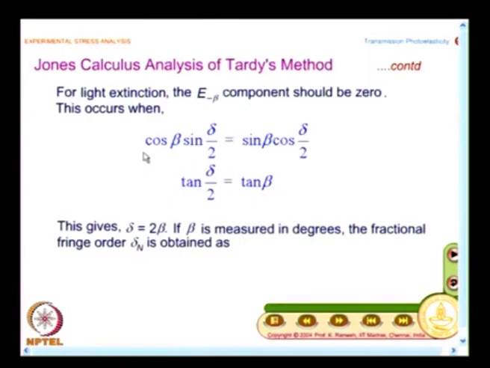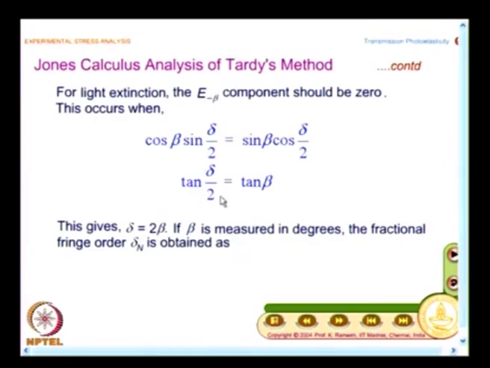So, what I have here is, for light extinction, the E minus beta component should be 0. This occurs when this identity is satisfied. I get cos beta sin delta by 2 equal to sin beta cos delta by 2. So, I get tan delta by 2 equal to tan beta. So, now I find the rotation of the analyzer is linked to the retardation, fractional retardation introduced at the point of interest.